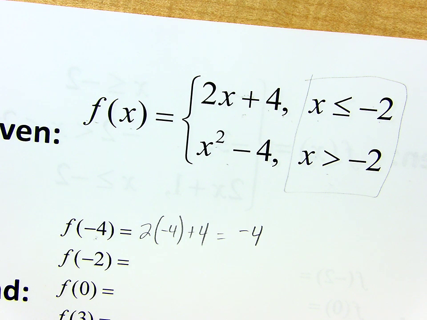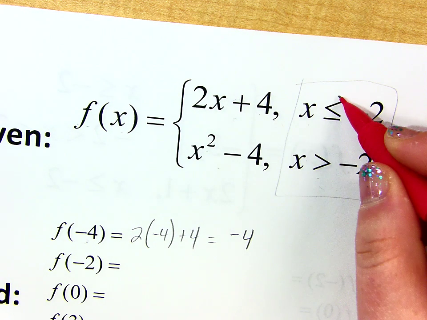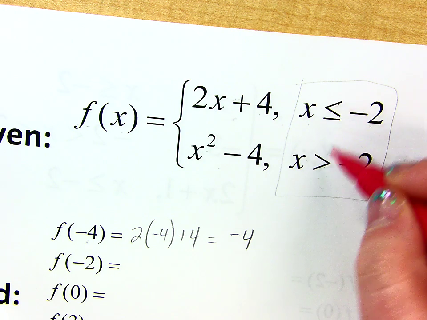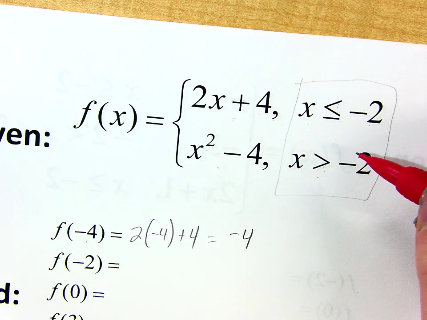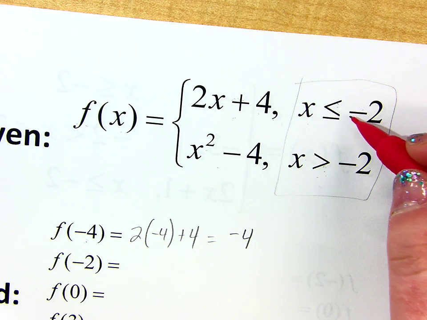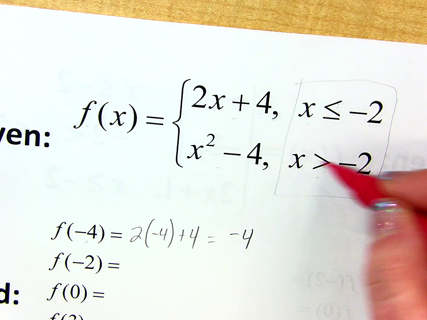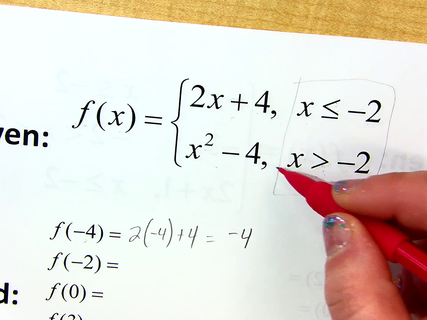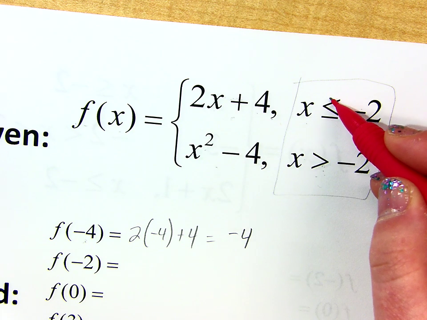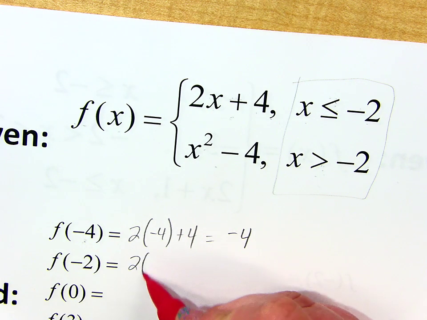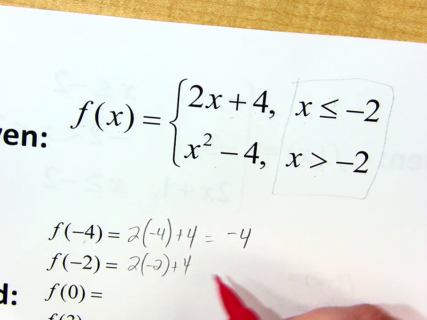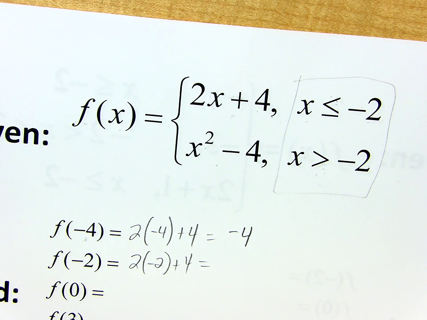Okay, now I want to plug in negative 2 itself. So again, you always start over here and figure out, well, which of these two does negative 2 fit into? The top or the bottom? The top again, right? It does not fit down here. Negative 2 is not greater than negative 2, so I can't plug it in down here. I'm going to plug it in the top again. So then I go over here and I say, okay, I'm going to do 2 times negative 2 plus 4. And this time I get out 0.